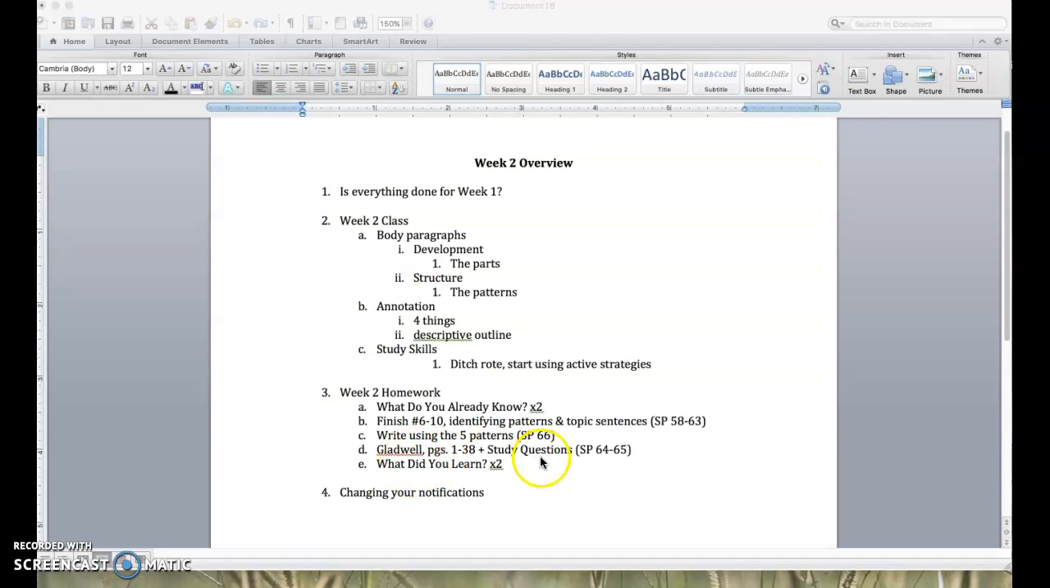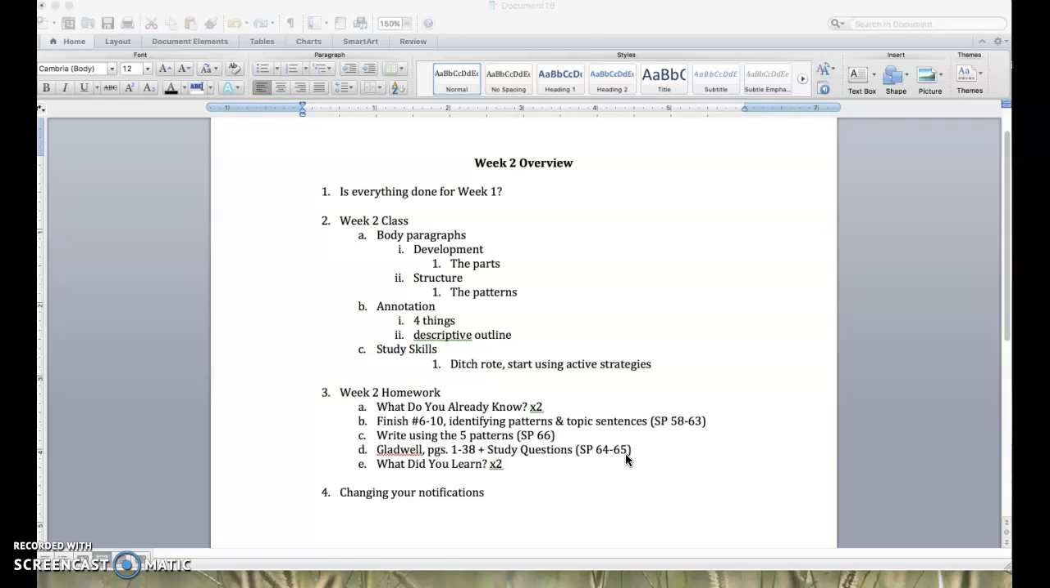Then you've got Gladwell. So we're going to start reading Gladwell. I'm asking you to read the introduction and the first chapter and to complete the study questions, which are in your supplemental packet. What I would do is maybe preview the study questions before you jump into the book, so you have those fresh in your mind as you're reading.